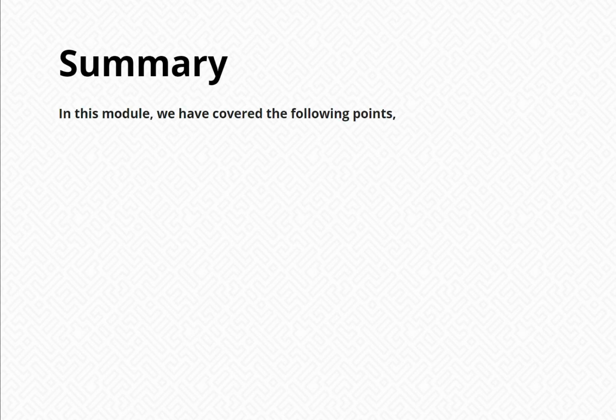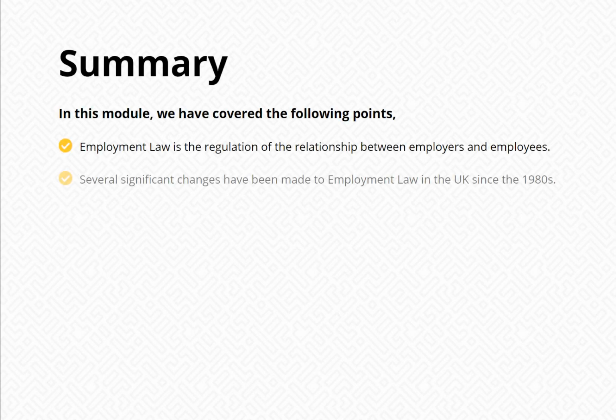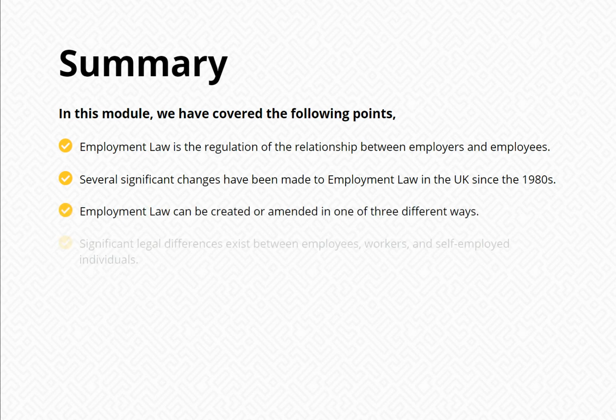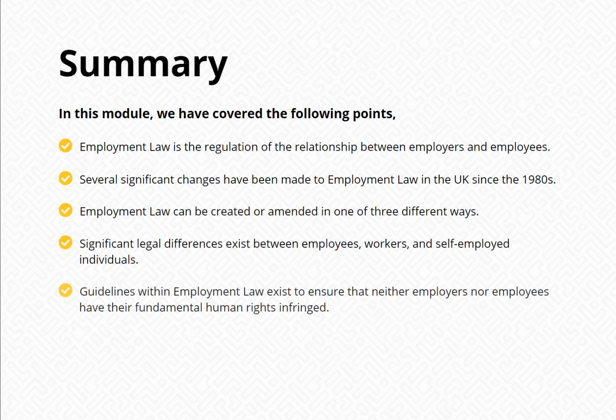Summary. In this module, we have covered the following points. Employment law is the regulation of the relationship between employers and employees. Several significant changes have been made to employment law in the UK since the 1980s. Employment law can be created or amended in one of three different ways. Significant legal differences exist between employees, workers, and self-employed individuals. Guidelines within employment law exist to ensure that neither employers nor employees have their fundamental human rights infringed.